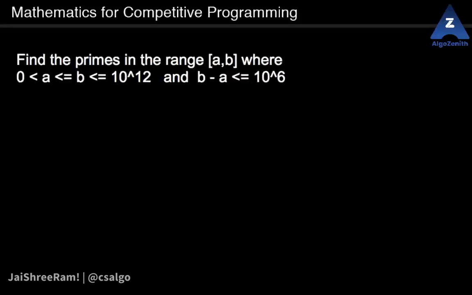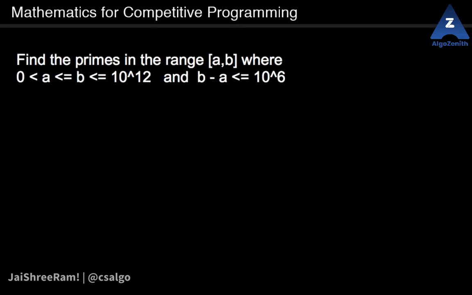Hi, in this particular video we'll be talking about how we can find primes in the range a to b, where a and b follow the constraint that a is greater than 0 and b is up to 10 to the power 12. Okay, so this is not the usual prime sieve that we're familiar with, because the numbers can be 10 to the power 12.